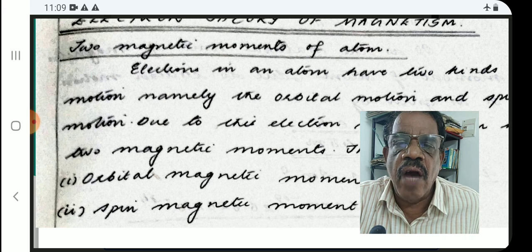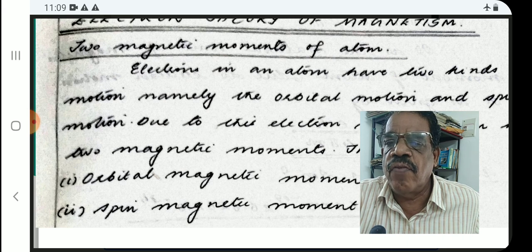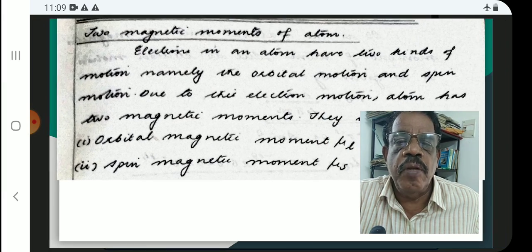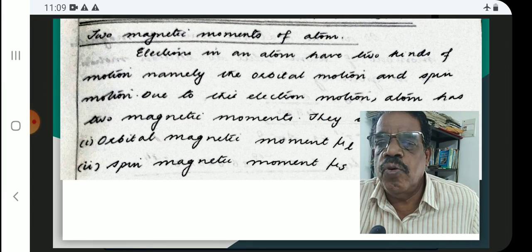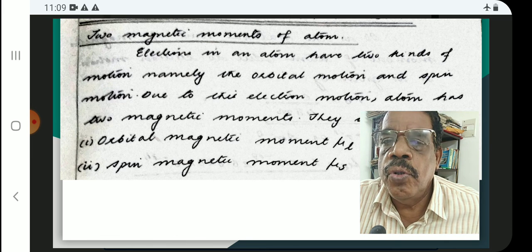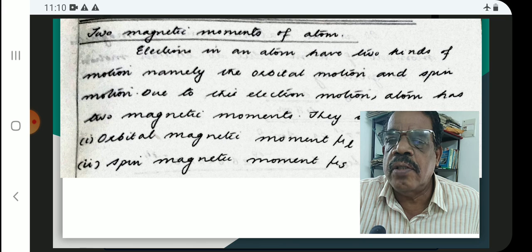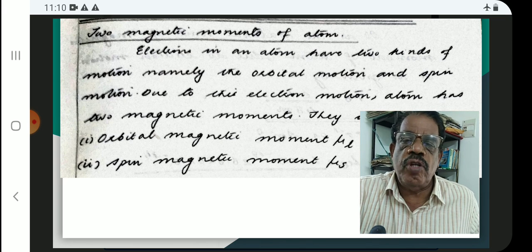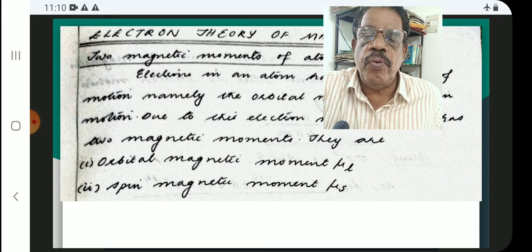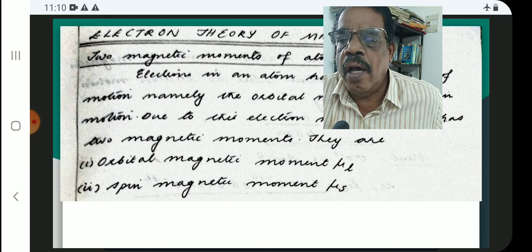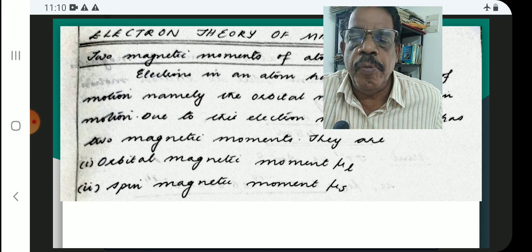Electrons in an atom have two kinds of motion, namely the orbital motion and the spin motion. Due to the electron motion, atom has two magnetic moments. They are one, orbital magnetic moment mu L, and two, spin magnetic moment mu S.